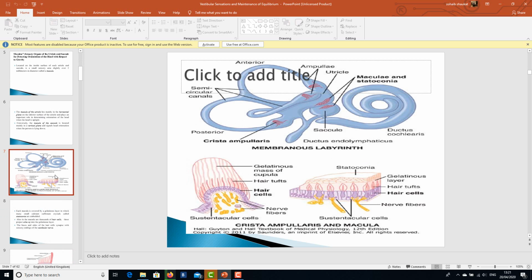You can see the membranous labyrinth, the composition. You can see that there is saccule, there is utricle, there is ductus cochlearis, there is presence of 3 semicircular canals. So this is actually how the membranous labyrinth looks like.